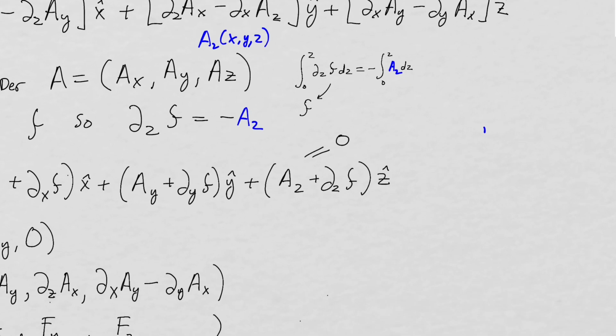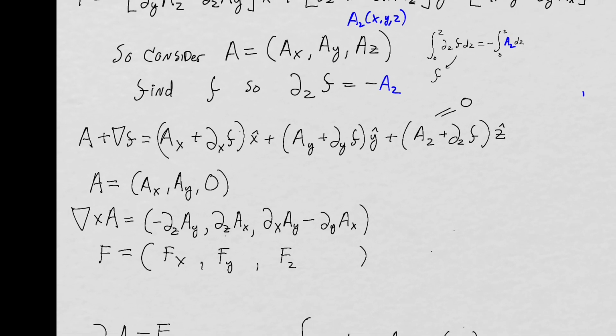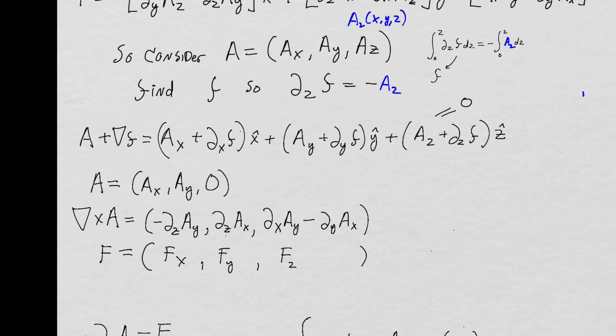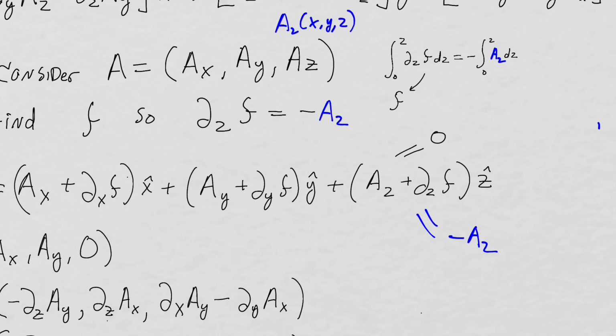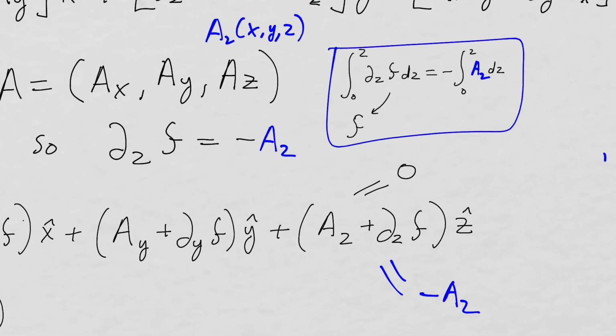Now, what will happen? Well, I get a plus the gradient of f. I get ax plus the partial derivative of f with respect to x. That's the x component of this sum, and the y component of this sum. But look what happens to the z component. This term, by construction, we've proven it can definitely be done. That is going to equal minus az, right? That was the construction we just did right here. And therefore, this whole term goes to 0.